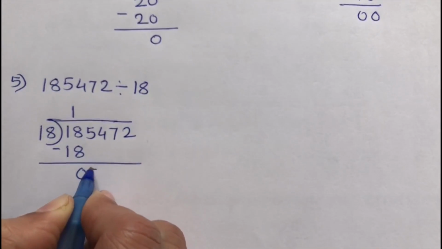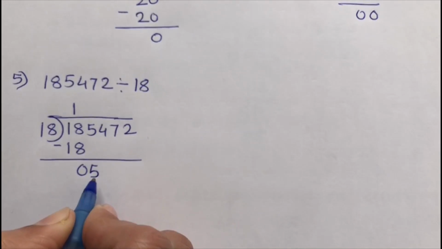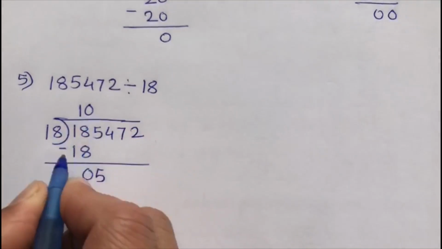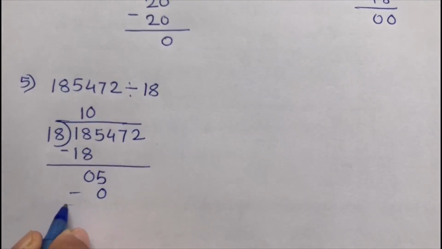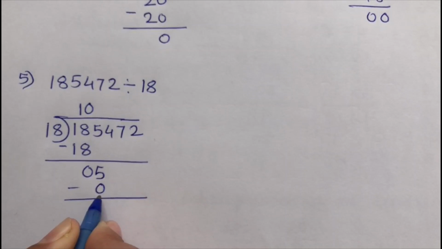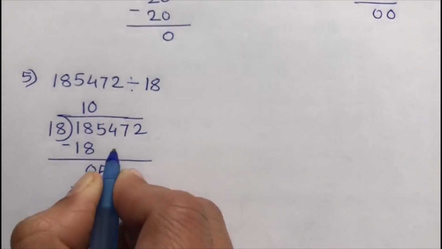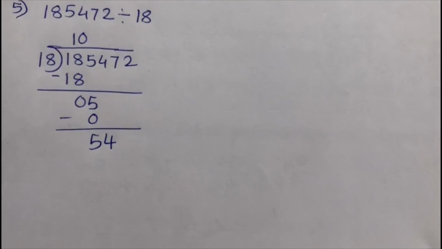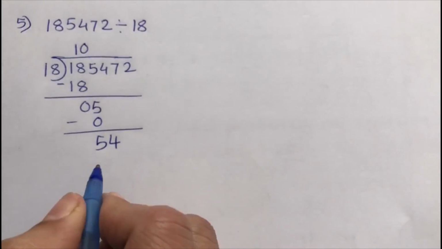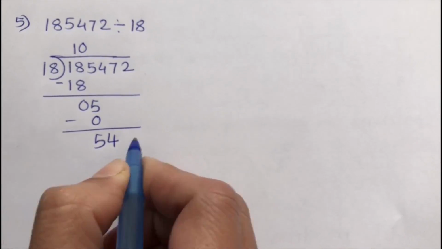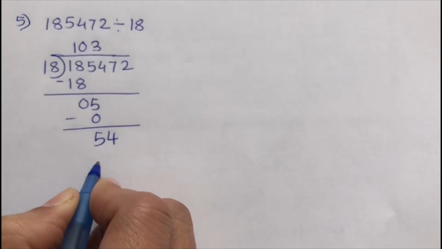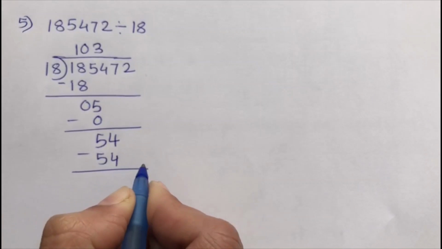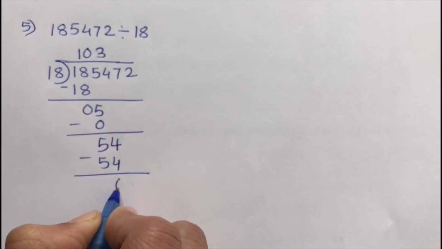Take the next digit down, that is 5. In the multiplication table of 18 there is no number less than 18, so I write here 0. So 18 times 0 means 0. When we subtract 0 from 5 we get 5 here. Take the next digit down, which is 4, so the number becomes 54. In the multiplication table of 18, there is 54 at the third place, so I write here 3, and 18 times 3 is 54. When we subtract 54 from 54, we get 0.